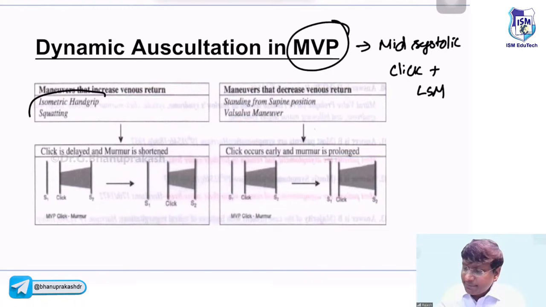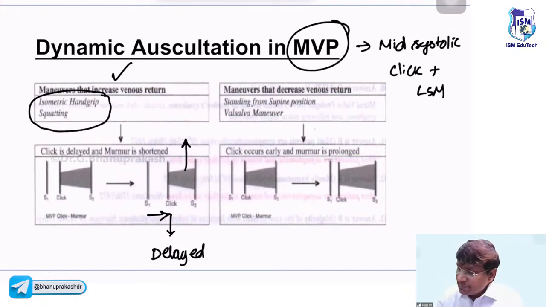When a patient is doing an isometric hand grip or squatting, there will be an increase in the venous return. So any maneuver which increases the venous return in patients with mitral valve prolapse, please remember, the click will be delayed. Right? The click will be delayed and the murmur will be short.